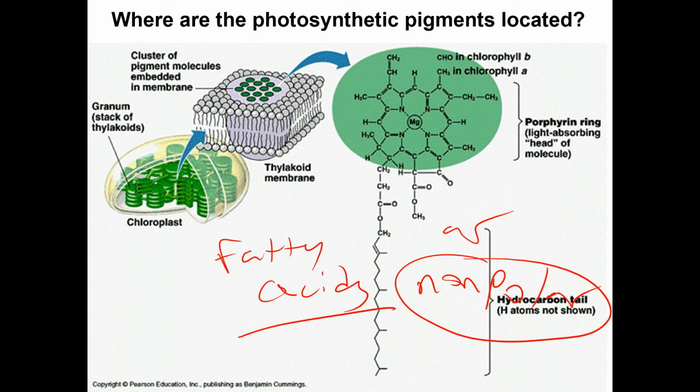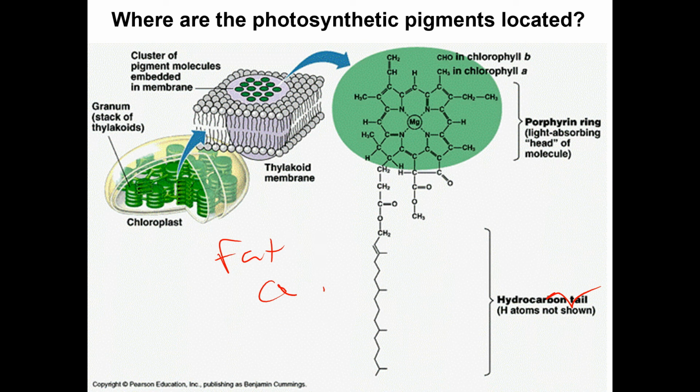So this non-polar hydrocarbon tail is going to be stuck in the membrane, the fatty acid portion of the thylakoid membrane. And then your porphyrin ring structure, the antenna portion, is responsible for absorbing light energy. So it sticks out above the surface of this little thylakoid disc.